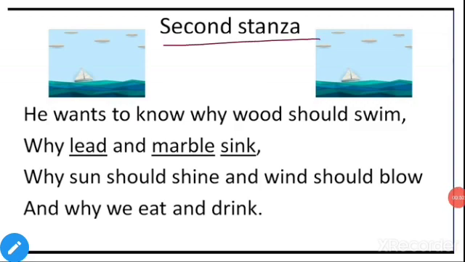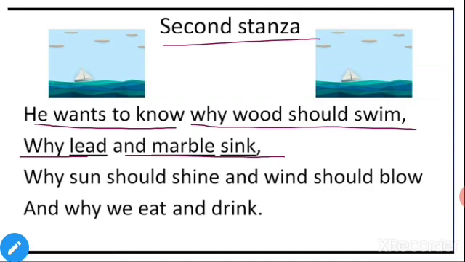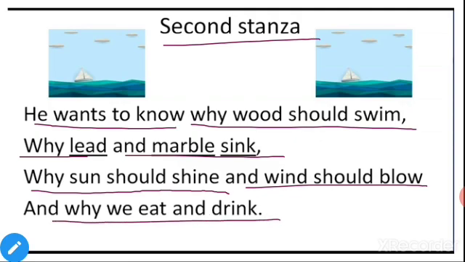Next, second stanza. Here, he wants to know why wood should swim, why lead and marble sink, why sun should shine and wind should blow, and why we eat and drink. In this stanza, the poet further describes the queries of the little boy. He asks questions like why does wood swim in water while lead and marble sink in it? This question asked by him indicates that his imagination is very strong. He has good observation skills.